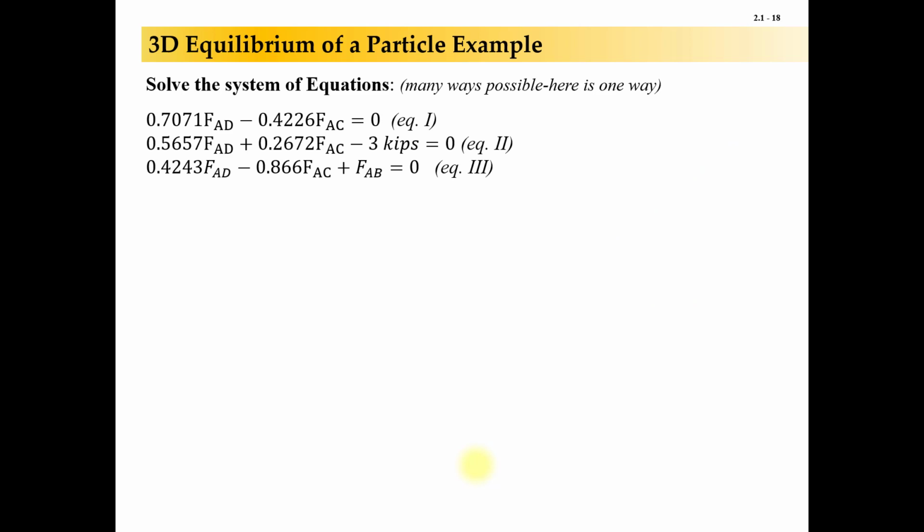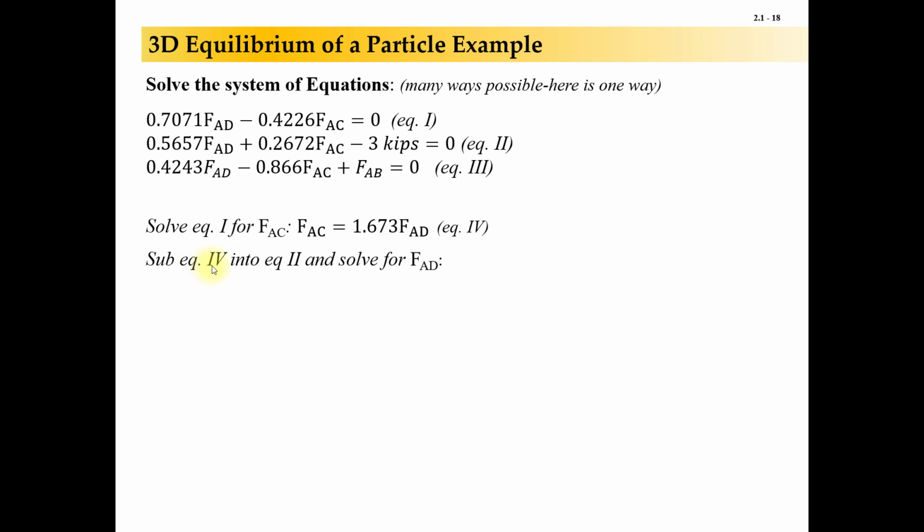You can solve a system of 3 unknowns with 3 equations. You should have been doing this for a long time, since way back at the beginning of high school. But I'll go ahead and solve it here one way. There might be faster ways, there's probably slower ways. This is the way I chose. So I'm going to solve equation 1 for FAC, just rearranging it. And I get that FAC is equal to 1.673 FAD.